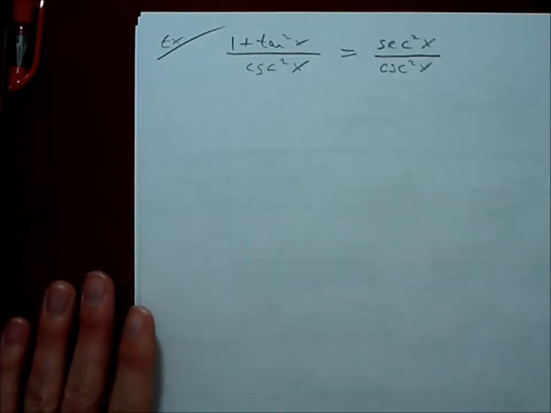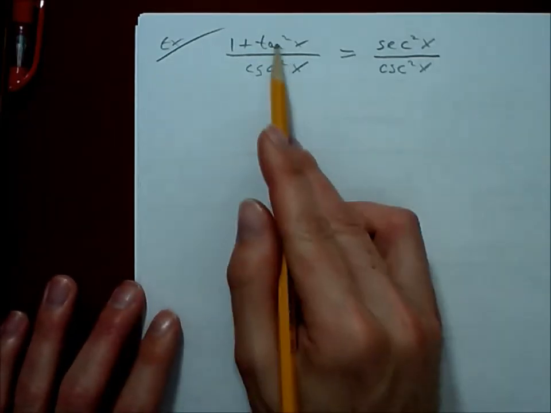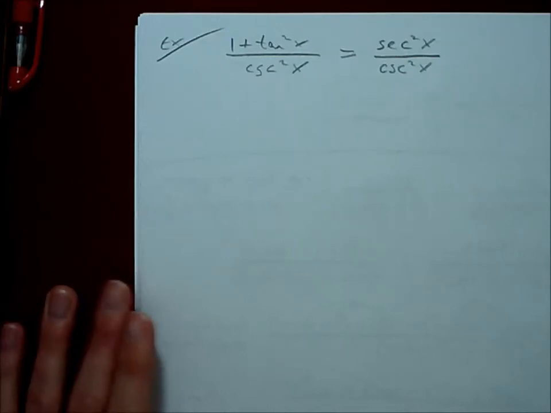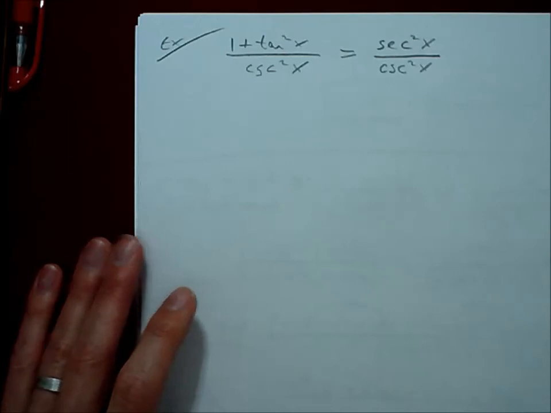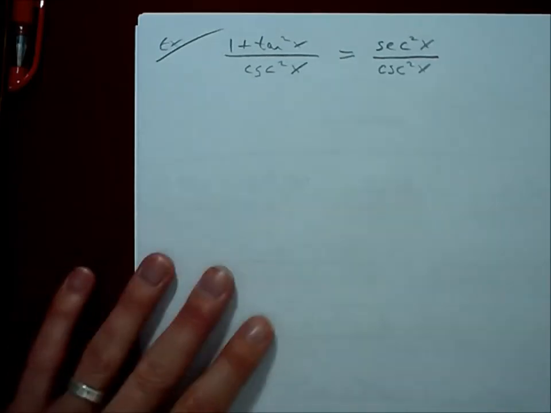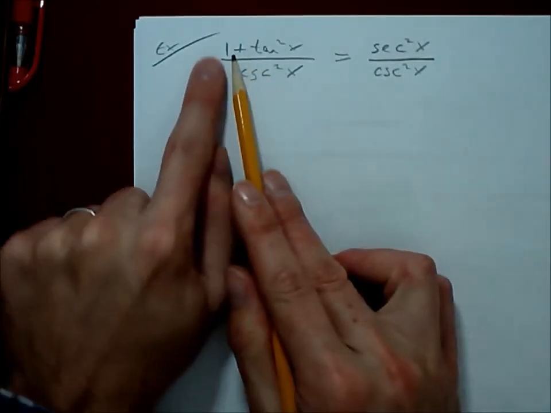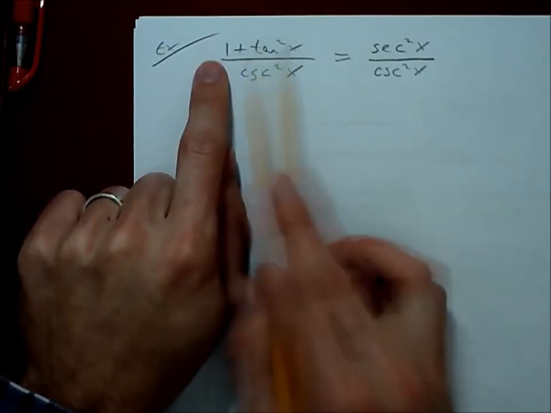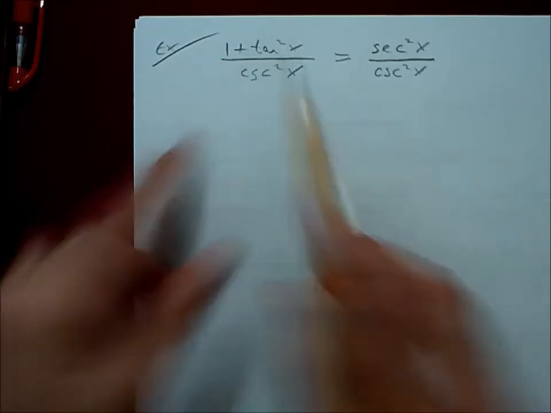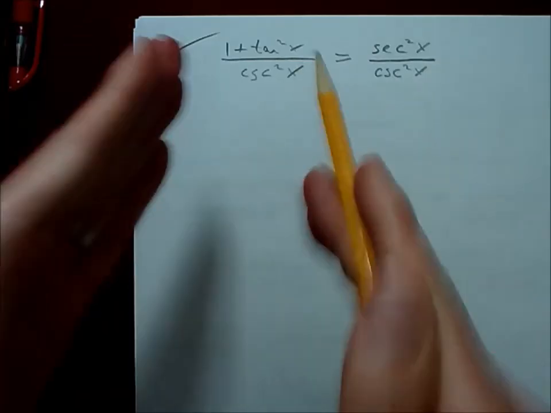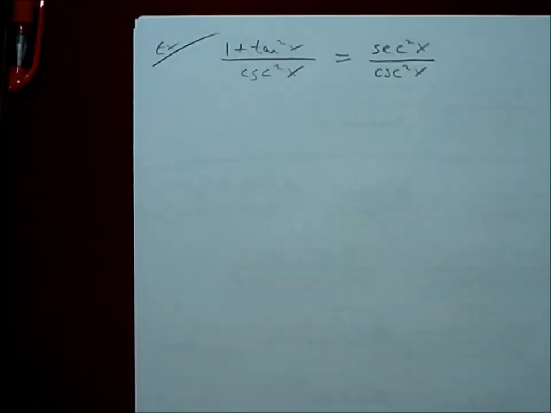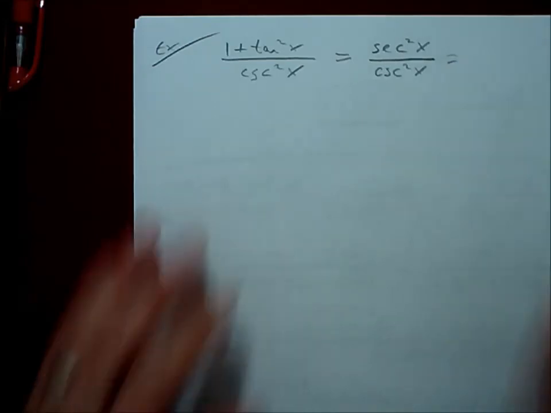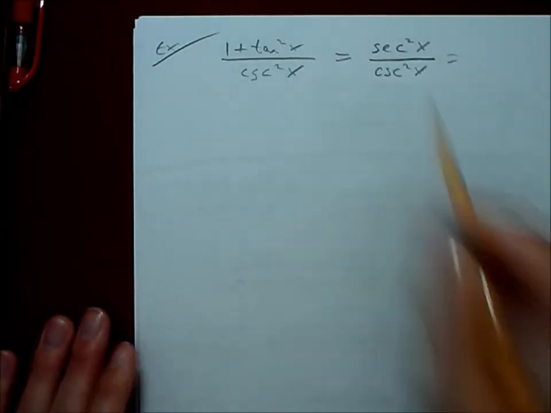Now, we could have converted this to sine and cosine, and it would have worked out and taken us about 4 extra steps. And that's okay. There's nothing wrong with practicing your algebra. But when you see a 1 and some trig ratio squared, something like that added together, you need to look at the Pythagorean identities. So 1 plus tangent squared equals secant squared. And the more familiar you are with those, the easier this will be.